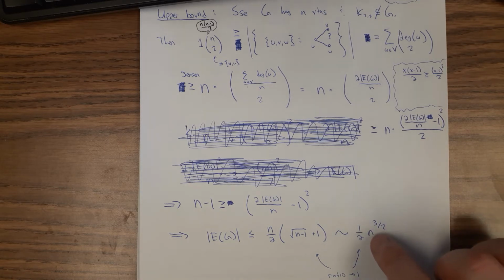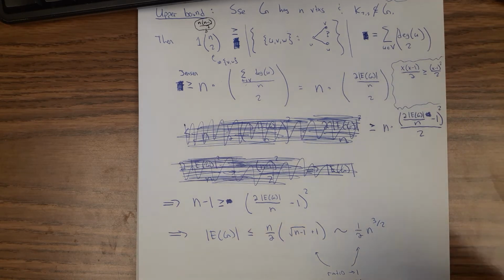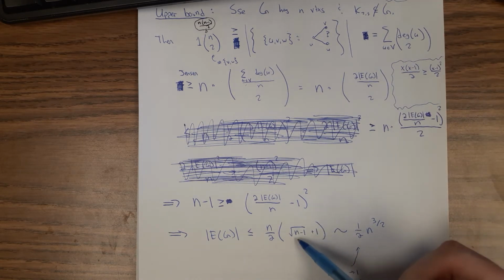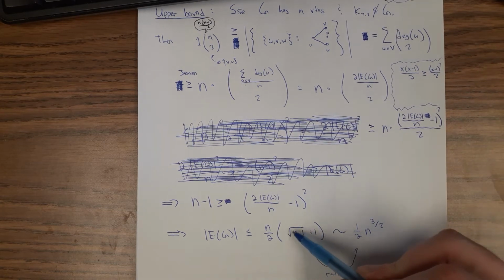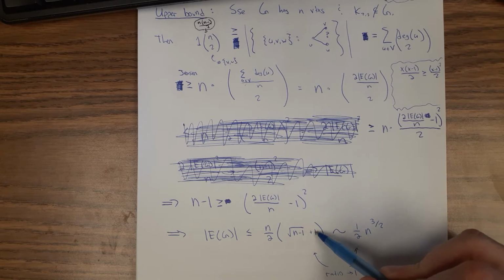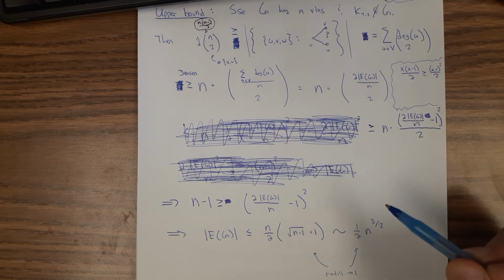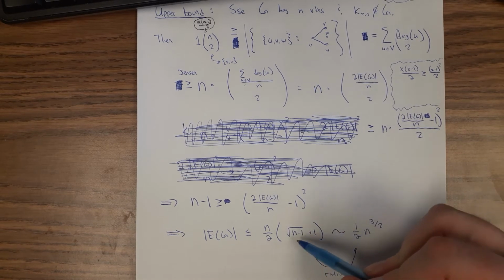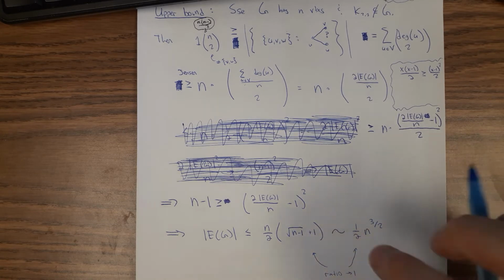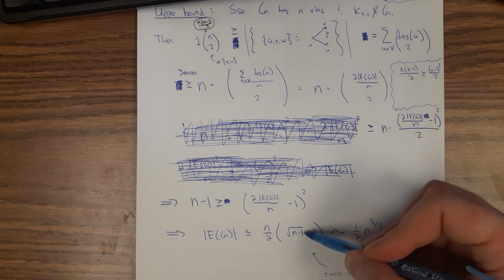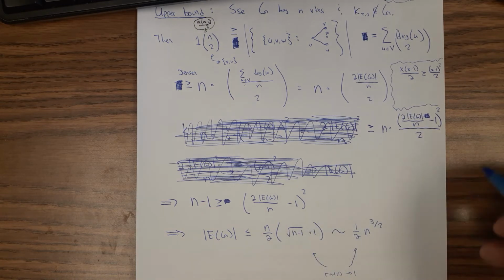Roughly speaking, this is about 1/2 n to the 3 halves, because, well, okay, I'll say this a bit informally. The square root of n minus 1, if n is large, that's very close to the square root of n. And if n is large, this 1 is insignificant compared to the square root of n. So this thing in parentheses is, when I look at this, I basically just see the square root of n. And so this is n over 2 times the square root of n, which would be this.